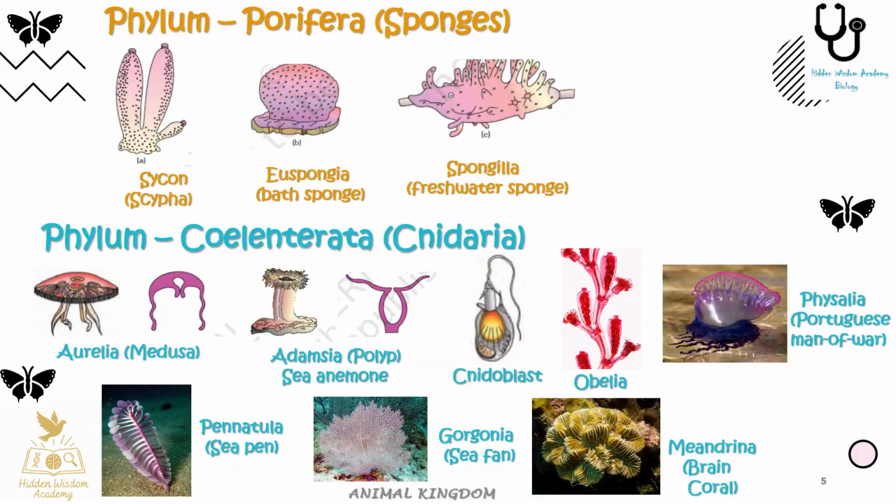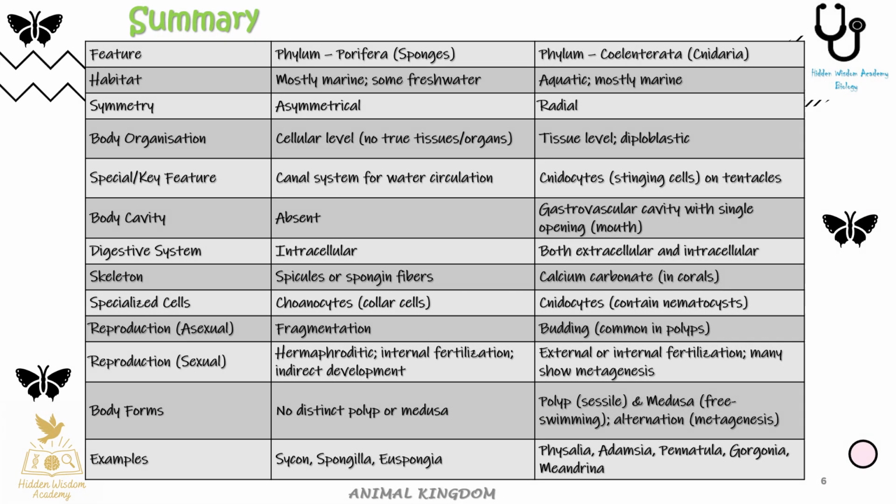Let's quickly revise the differences between two animal phyla, Porifera and Coelenterata. Members of phylum Porifera are commonly known as sponges. They are mostly marine, with some found in freshwater. They exhibit asymmetrical body symmetry. Their body organization is at the cellular level, meaning they lack true tissues and organs. A unique feature of sponges is their canal system, which allows water circulation throughout the body. They do not have a body cavity, and digestion takes place intracellularly.